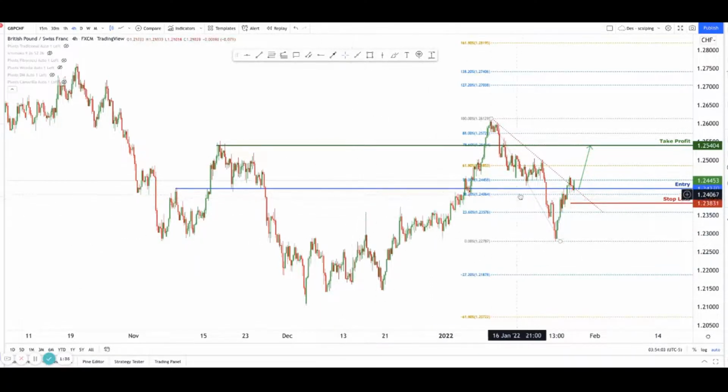I really like the breakout of this graphical overlap level and the descending resistance. It does look like price might make a recovery up to the 125.40 level, with our entry at 124.23.